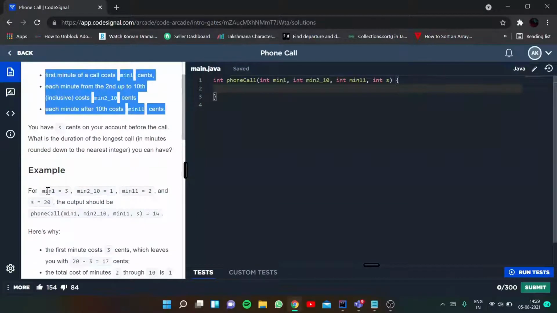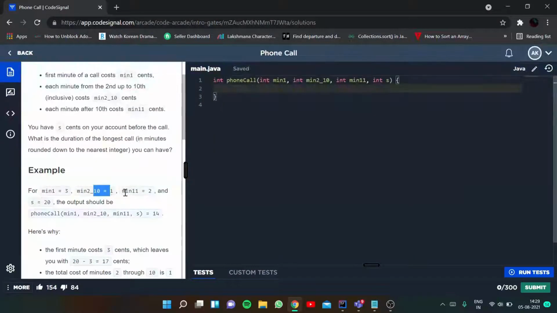Okay, here one example is given. Minute1 is equal to 3, minute2 is equal to 1 for every minute from 2 to 10, then minute3 is equal to 2. The cents we have is 20. So the longest duration is 40.